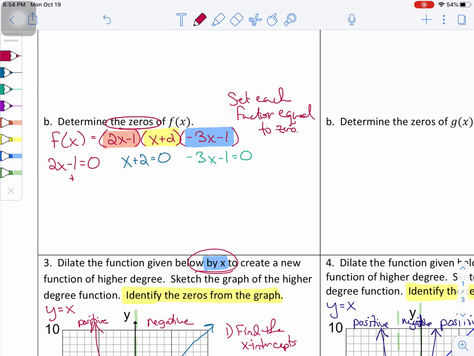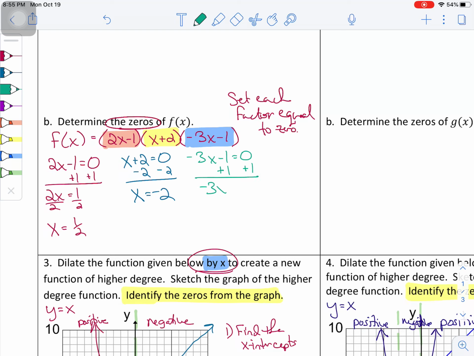So this first one here, I'm going to add 1 to both sides. So 2x is equal to 1. Divide both sides by 2. X is equal to 1/2. Little middle factor here, x plus 2. I'm going to subtract 2 from both sides. So x is equal to negative 2. And last but not least, I have negative 3x minus 1. So I'm going to add 1. So negative 3x is equal to 1. Divide by negative 3. And x is equal to negative 1/3.